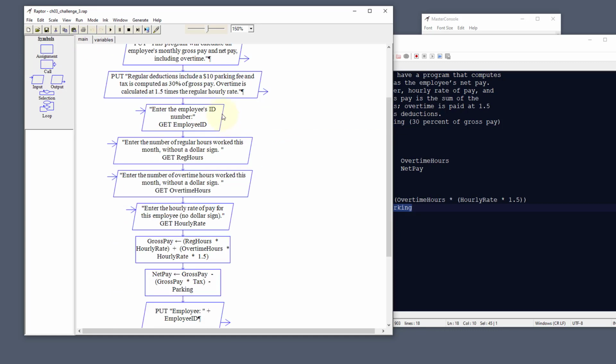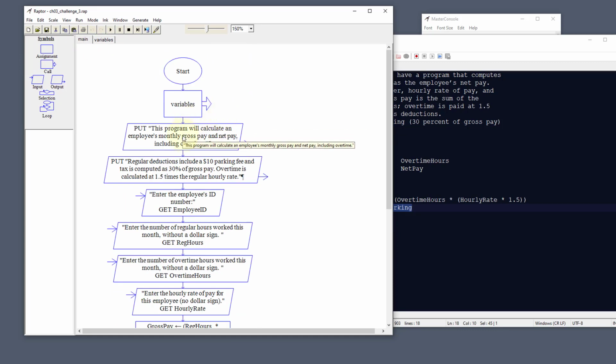Our main here is we're going to tell our user what the program is doing, so I'm not going to show you that again. That's just doing a basic output. And then we're going to do an output here that we're explaining to the user. Regular deductions include a $10 parking fee, and taxes computed at 30% of gross pay, which is our 0.3 on our variable. Overtime is calculated at 1.5.